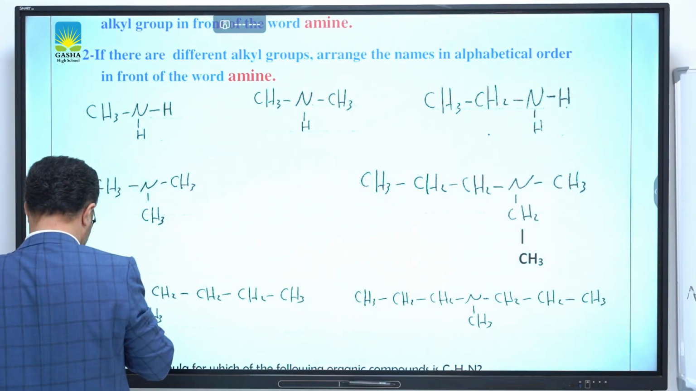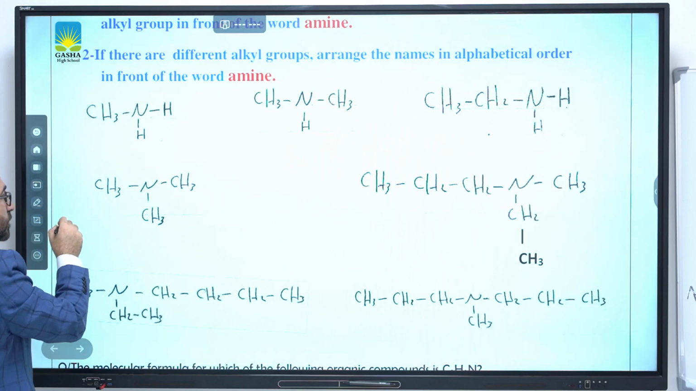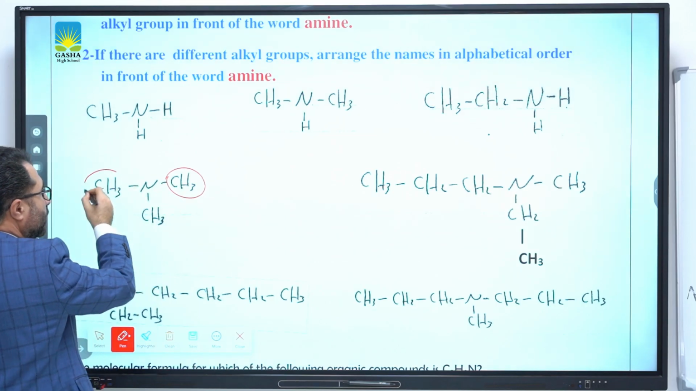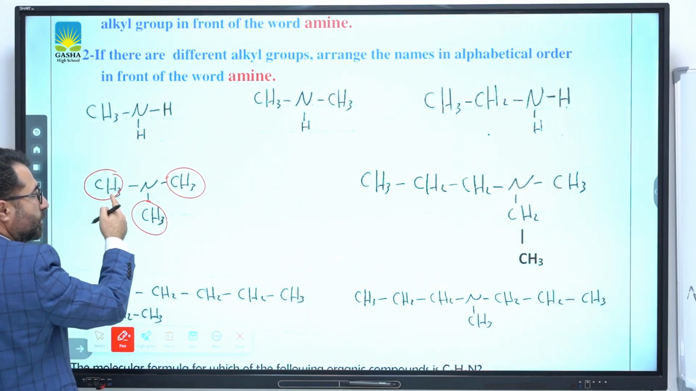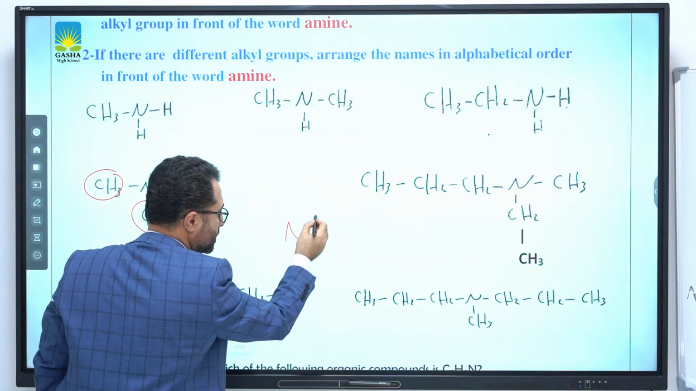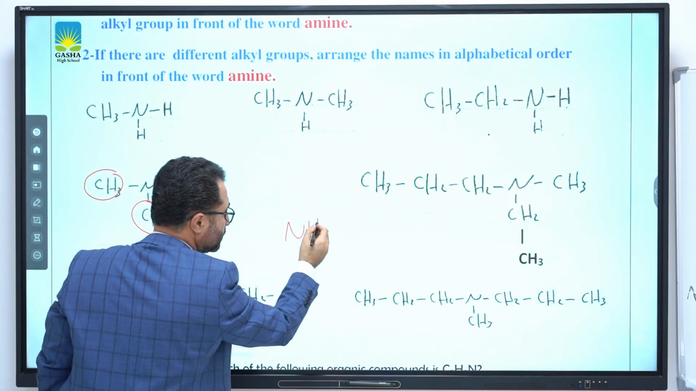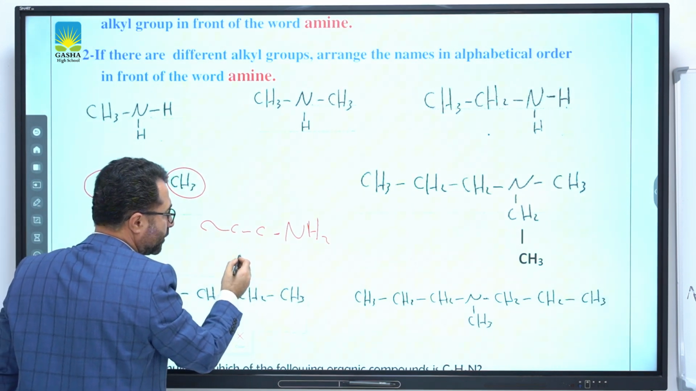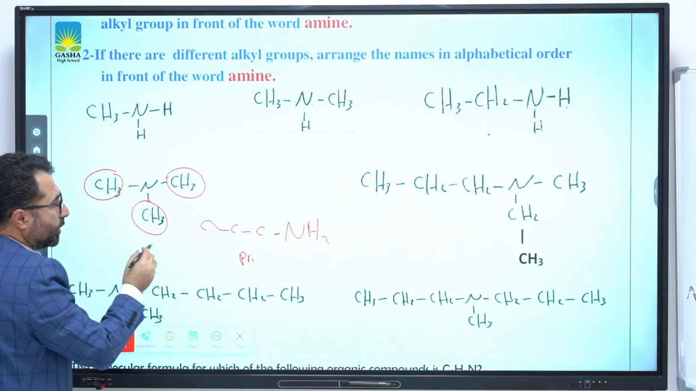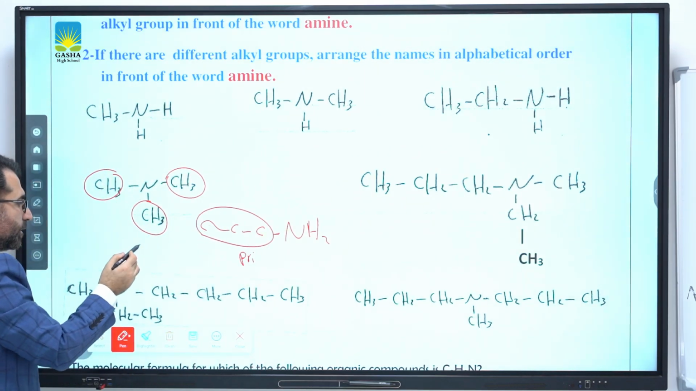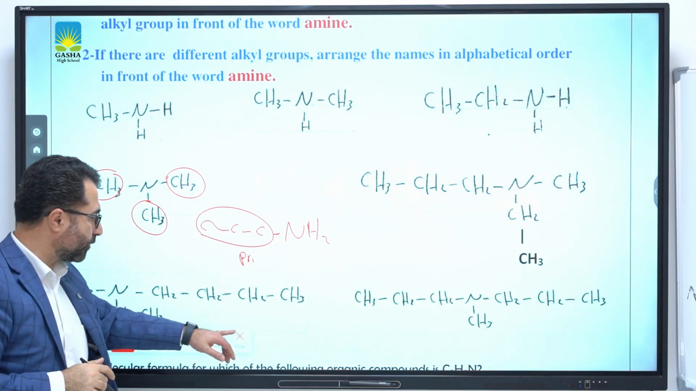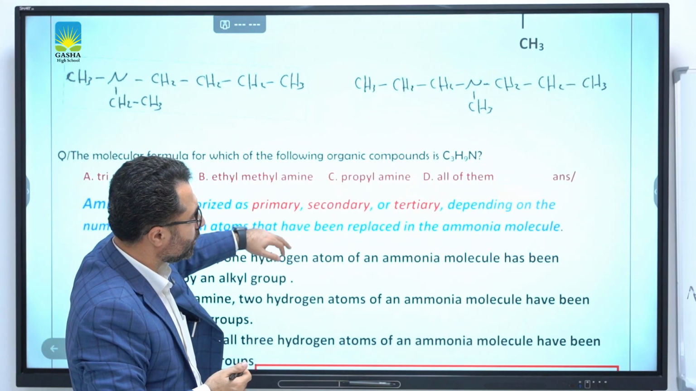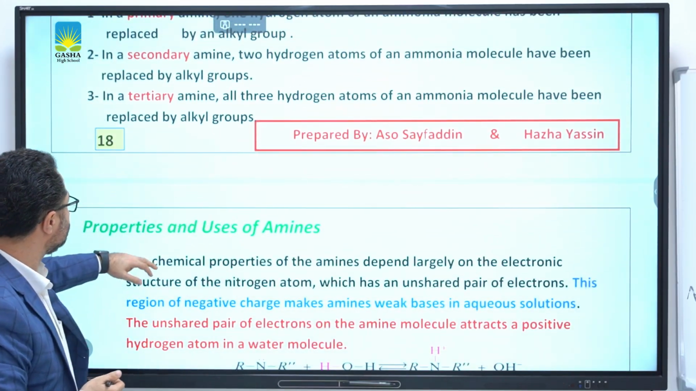So we have to focus on the hydrogens which are replaced by R, not the number of carbons. Here we have 3 carbons, it will be tertiary. But if these 3 carbons attach to the same N on one side, it will be primary. Be careful. The primary, secondary, and tertiary doesn't depend on the number of carbons. It depends on the replacing of hydrogen by an alkyl group, or we can say R.